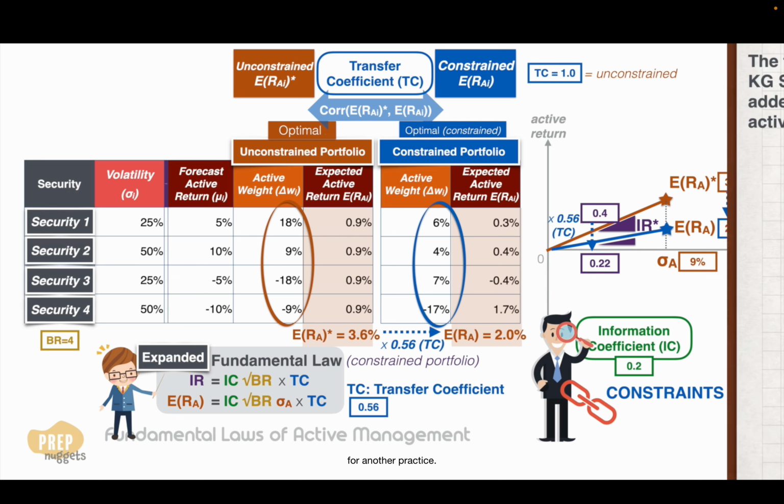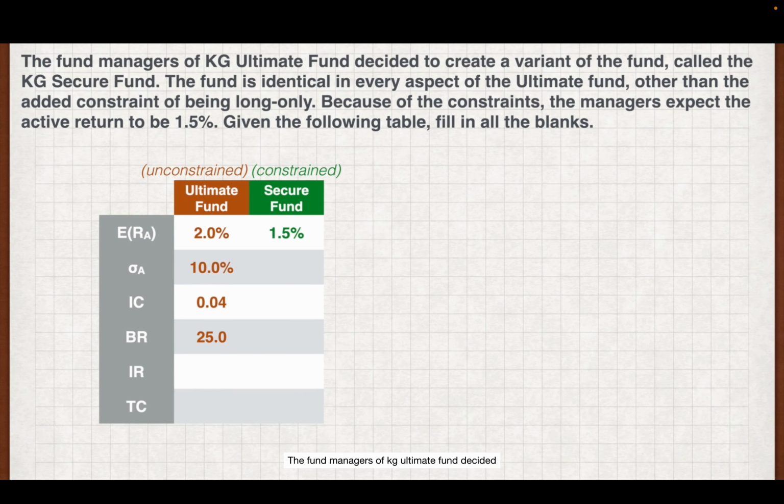And let's pause for another practice. The fund managers of KG Ultimate Fund decided to create a variant of the fund called the KG Secure Fund. The fund is identical in every aspect to the Ultimate Fund, other than the added constraint of being long only. Because of the constraints, the managers expect the return to be 1.5%. Given the following table, fill in all the blanks. Pause the video now and work out your answer.